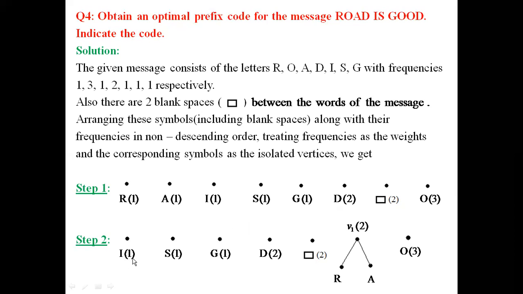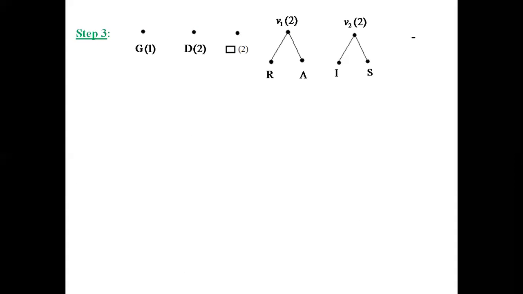Again, the minimum of the weights is I and S. 1 plus 1 is 2. I place it after V1, which you can see in step 3. So this is how the new step is formed. We have G, D and space undisturbed along with their weights. V1 already had children R and A, and we have retained it as it is. Now the new vertex is V2 with weight 2, whose children are I and S. The undisturbed vertex O is also retained as it is.